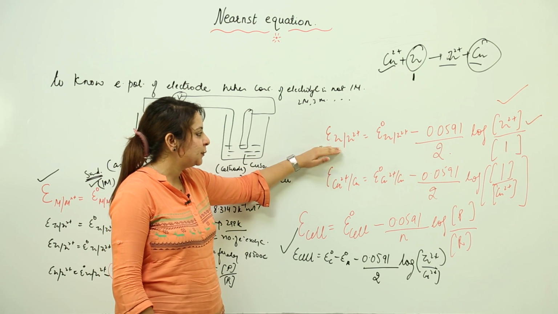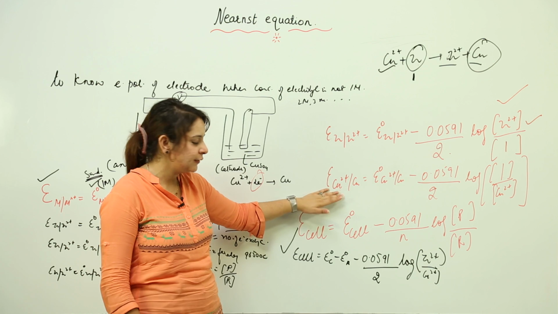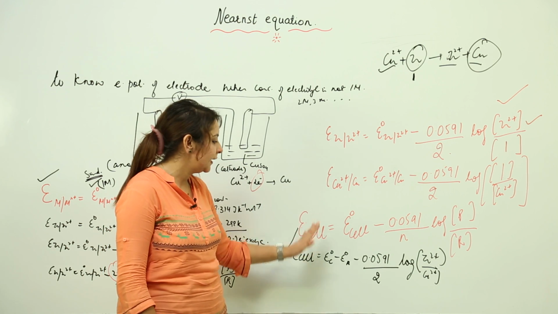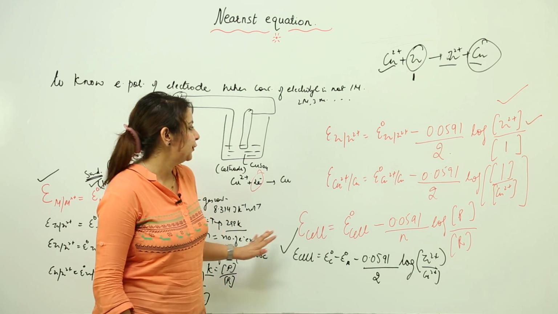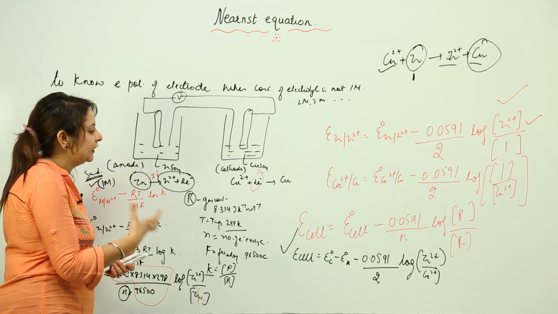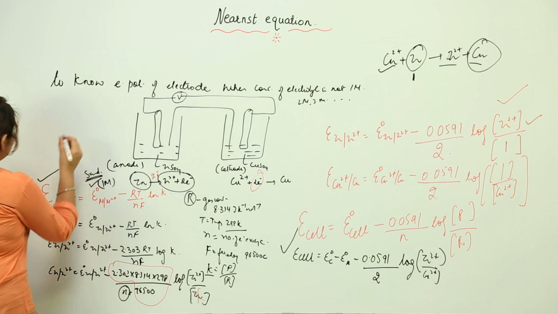So, write the half cell expression for one beaker, then for the other beaker, and then complete this and calculate the E cell by taking everything into consideration. So, this is how you are going to do that. And sometimes, I'll show you one more reaction.